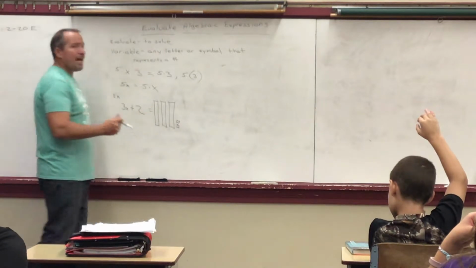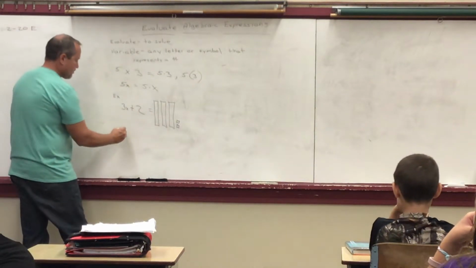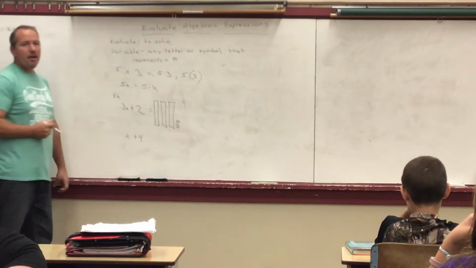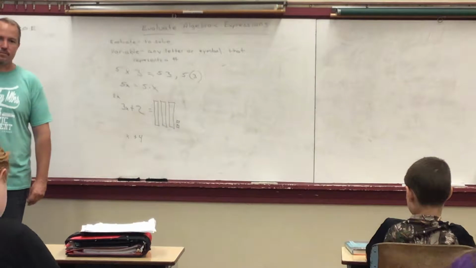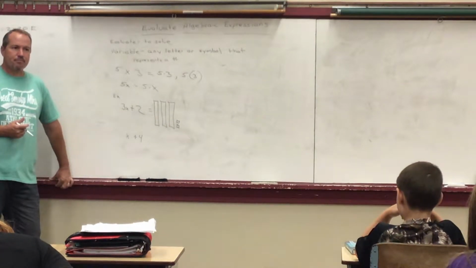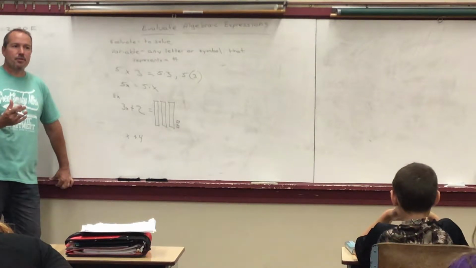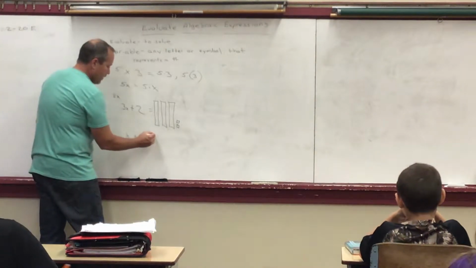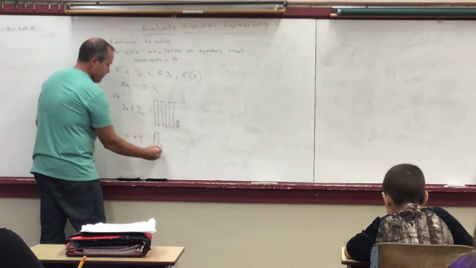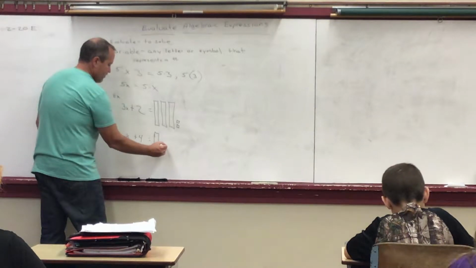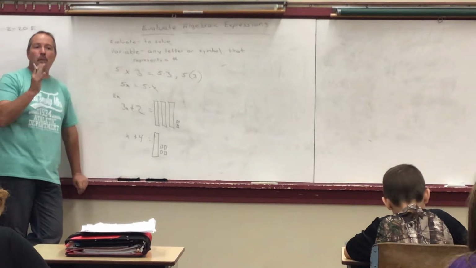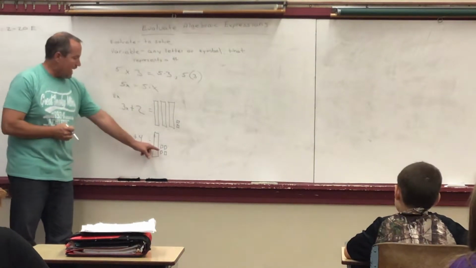Now, you might see another one like this: x plus 4. How many x's do we have? 1. Do we know what it is? No. So this would look like this. This x, we don't know what it is. We don't know how much it is. And then we're going to add these little 4 to it.